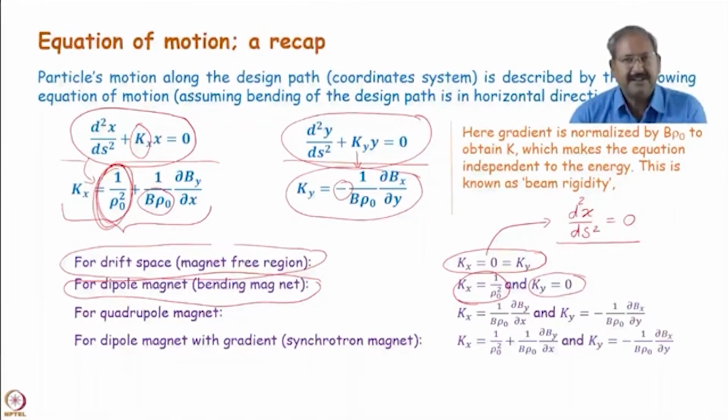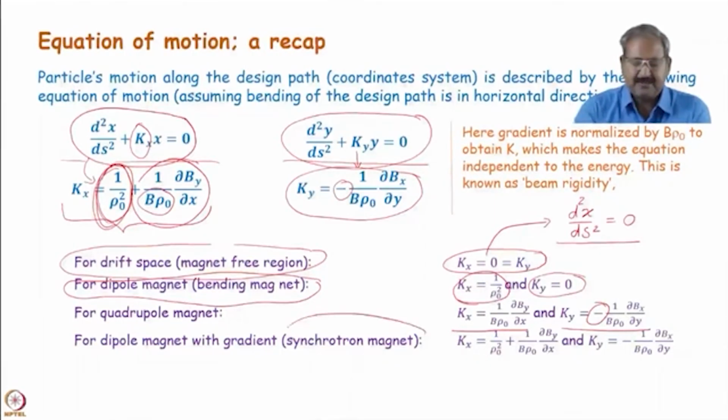Now in the quadrupole magnet, the curvature related part will be 0, so only the gradient related part will be in Kx, and in Ky also only the gradient related part will be there. However, these gradients are opposite to each other in sign in the equation of motion. And lastly, a combination of dipole and quadrupole may occur, which we have seen in our course of weak focusing, that if a dipole magnet has some gradient, it can produce a curvature as well as focusing. This type of magnet, a dipole with some gradient, is known as a synchrotron magnet.